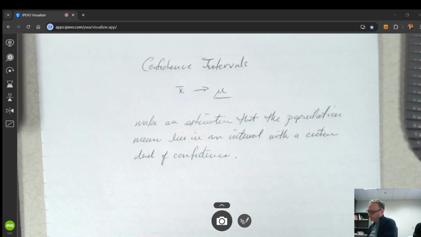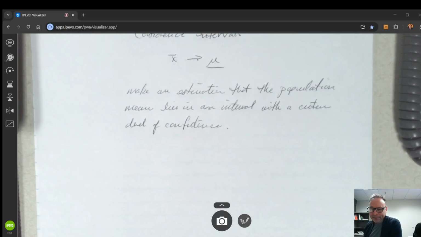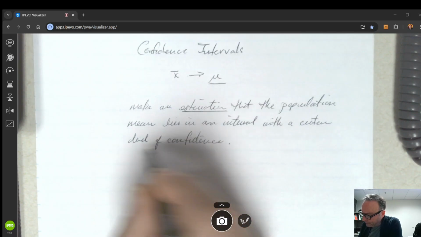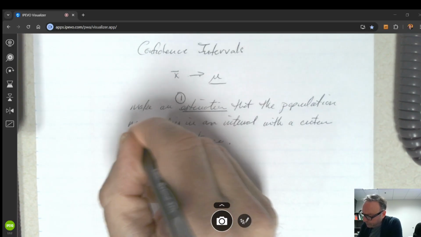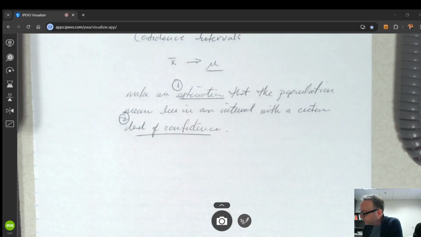All right. So there's two parts, all right? There's the estimation, and then there's a level of confidence. So 1, 2, make sure that you realize that there's two parts of a confidence interval, okay?